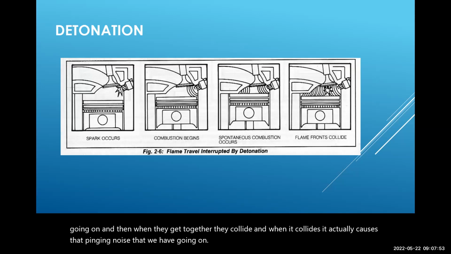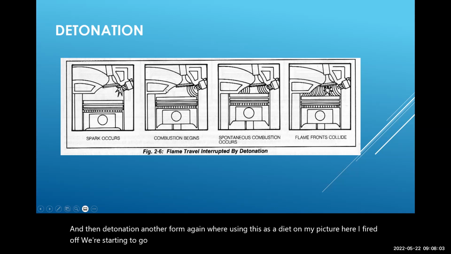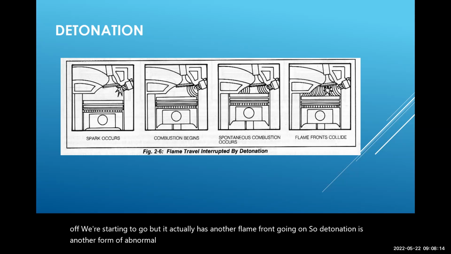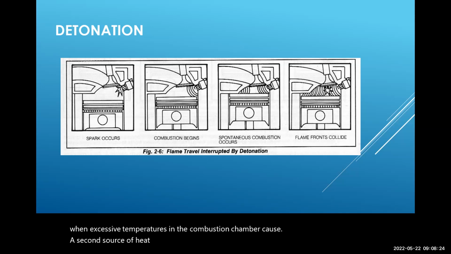And then detonation, another form. Again, using this as my picture here, I fired off, we're starting to go, but it actually has another flame front going on. Detonation is another form of abnormal combustion, often confused with pre-ignition. Detonation occurs when excessive temperatures in the combustion chamber cause a second heat source. Instead of just having that little glowing thing, we've got too much heat inside the combustion chamber, and that can cause it to detonate.